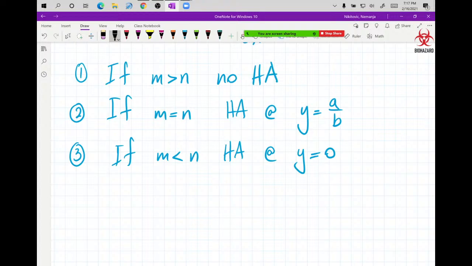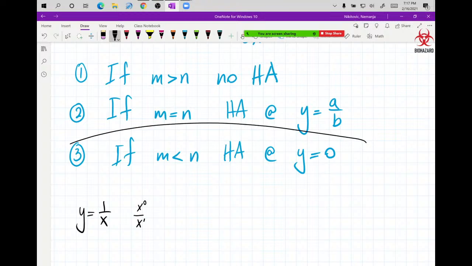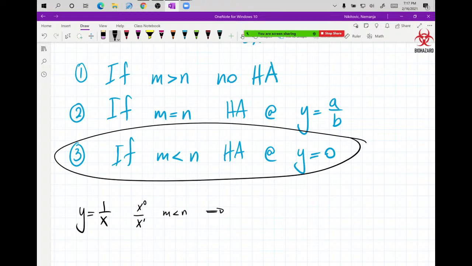All right. So now that we have these rules, let's take a look at a couple of examples real quick to match them to this. We'll start with the good old friend 1 over x. So the exponent on top is 0, right, because x to the 0 is 1. And the exponent on the bottom is 1. So you have the situation that the denominator has the bigger exponent. So in this case, m is smaller than n. Therefore, horizontal asymptote at y equals 0.